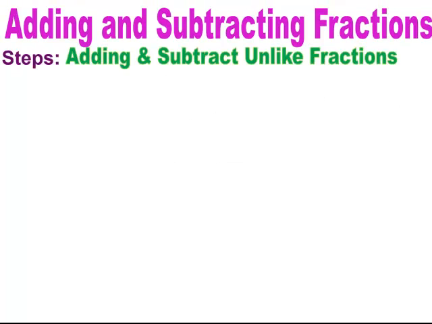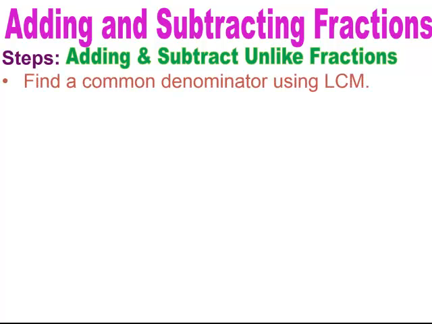So when you're adding or subtracting fractions and they're unlike denominators or unlike fractions, the denominators aren't the same, you're going to have to find the common denominator by using the least common multiple. And if you saw how to find the least common multiple by using the ladder method, that's what we're going to be using here in our examples.